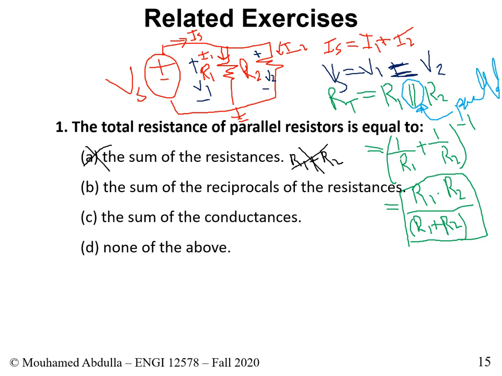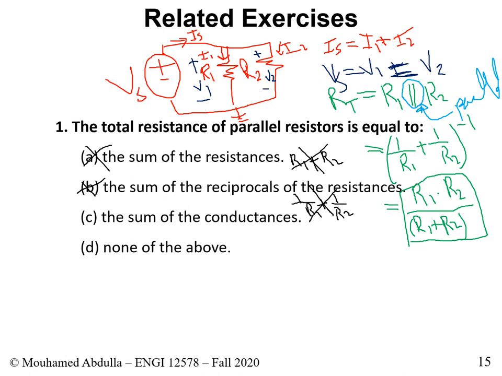Number two, we tell you the sum of the reciprocal of the resistances. So we say it's 1 over R1 plus 1 over R2. And we tell you that the total resistance is this. This is also not true, so this is also wrong. So this does not apply.